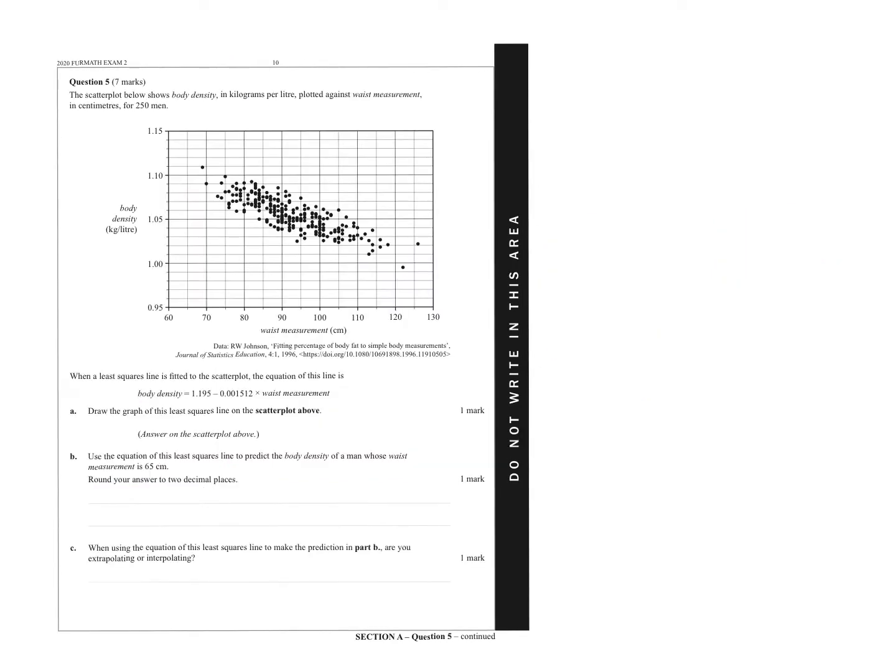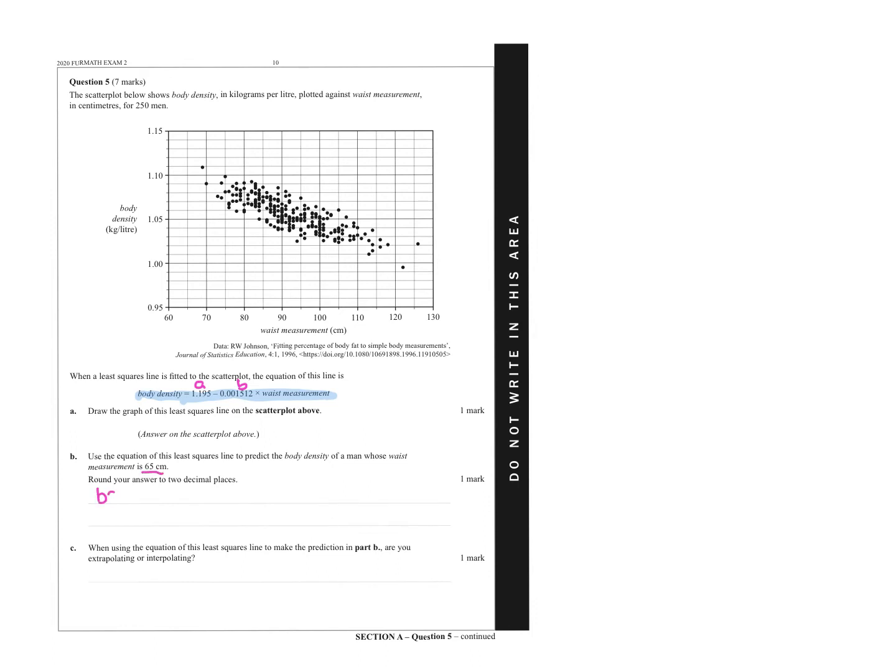Okay, so a scatter plot of bone density versus weight measurement has been drawn, and they've given you the equation here. So this is the equation here. So the linear regression, so that's your A and that's your B value. Okay, use this equation of the least squares line to predict the body density of a man who has a waist of 65.